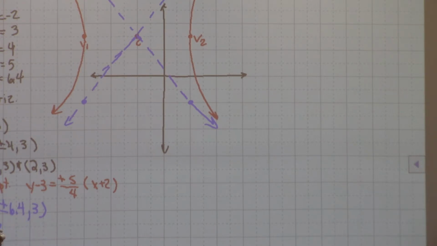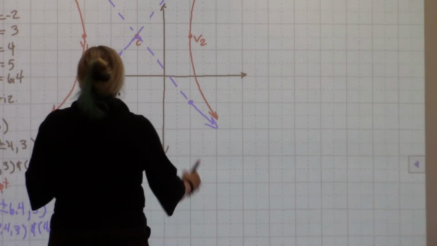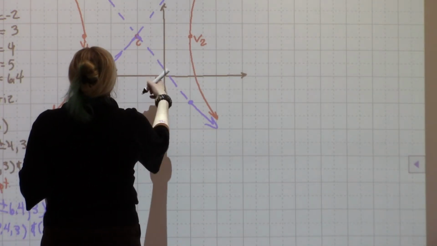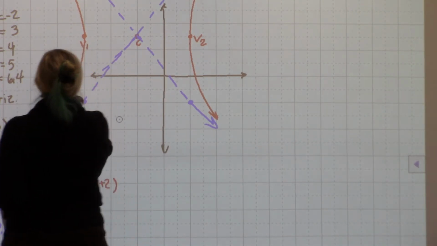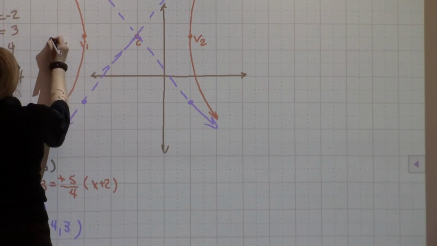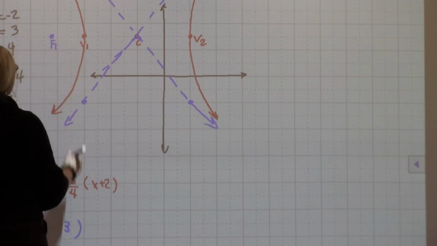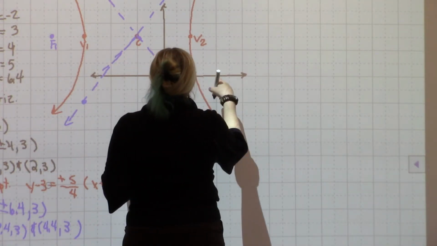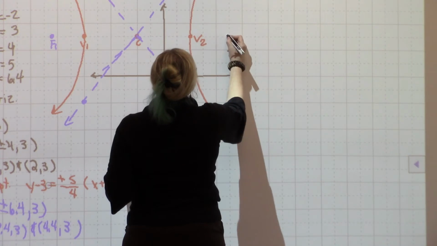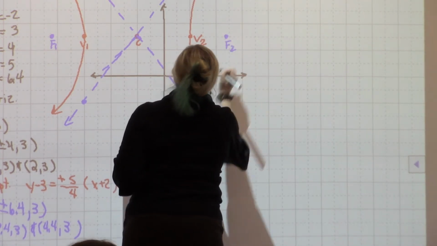So -8.4. And what's the other one going to be? Thank you. 4.4. All right. So -8.4, 3. It puts it right about here. And 4.4 puts the other one here.